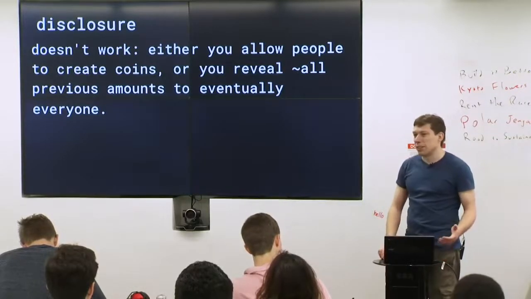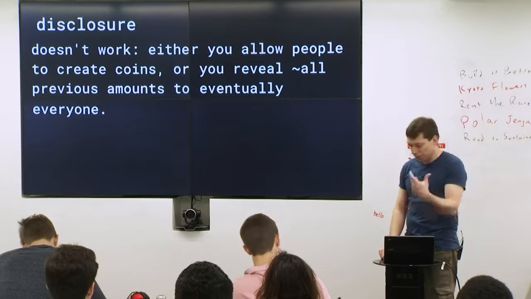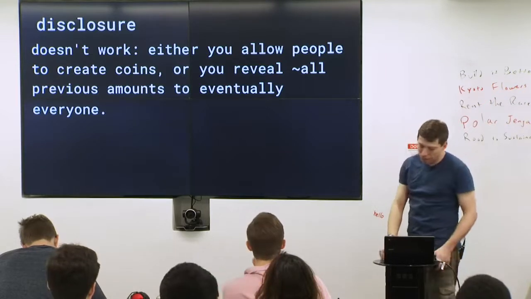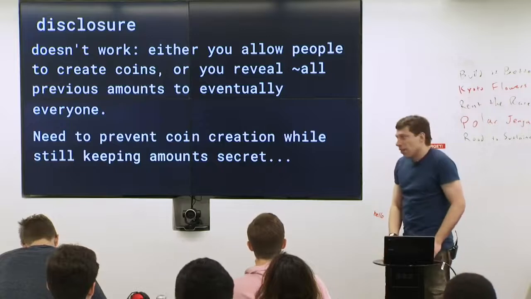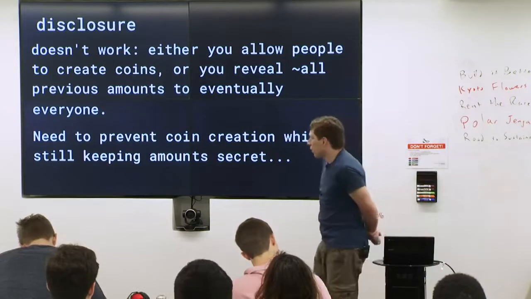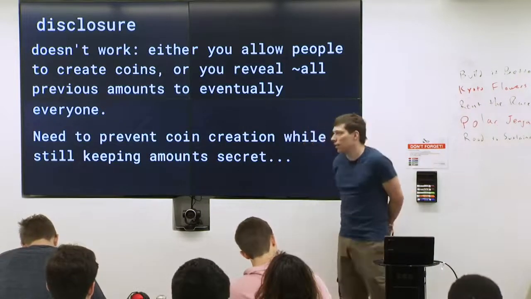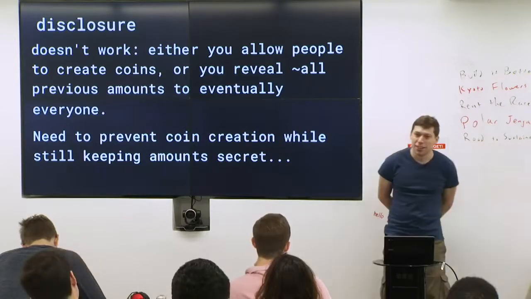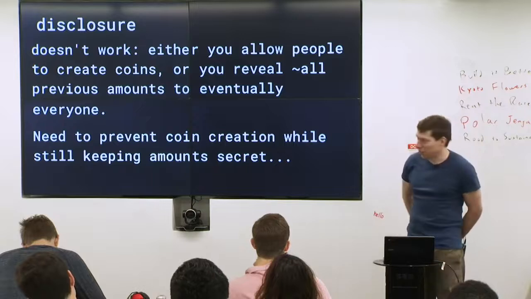And it would also be really annoying, because when you receive coins, you have to go back through thousands of transactions to make sure that didn't happen. So we need to prevent coin creation while still keeping the amounts secret. This is a tricky problem, right? Any general ideas here?